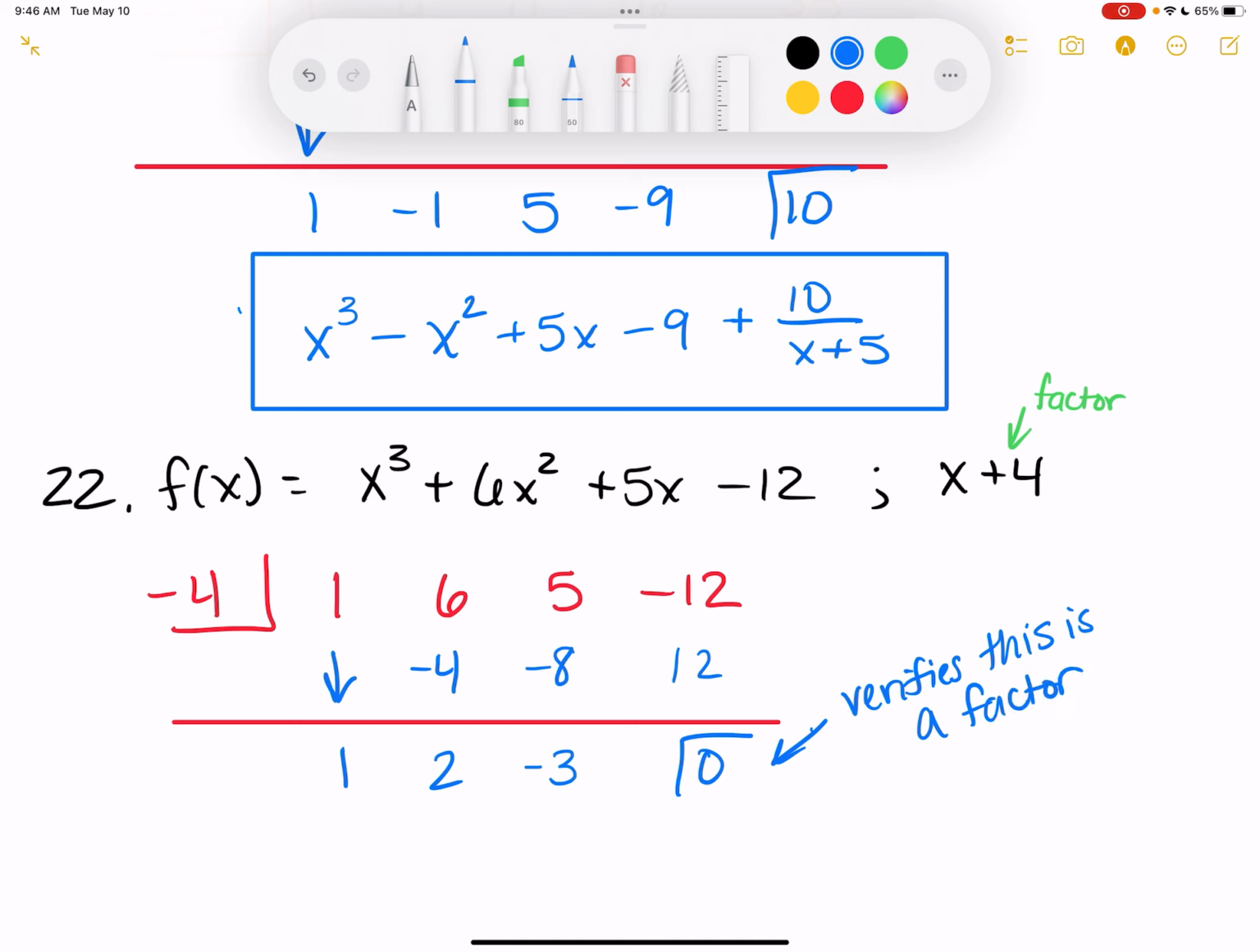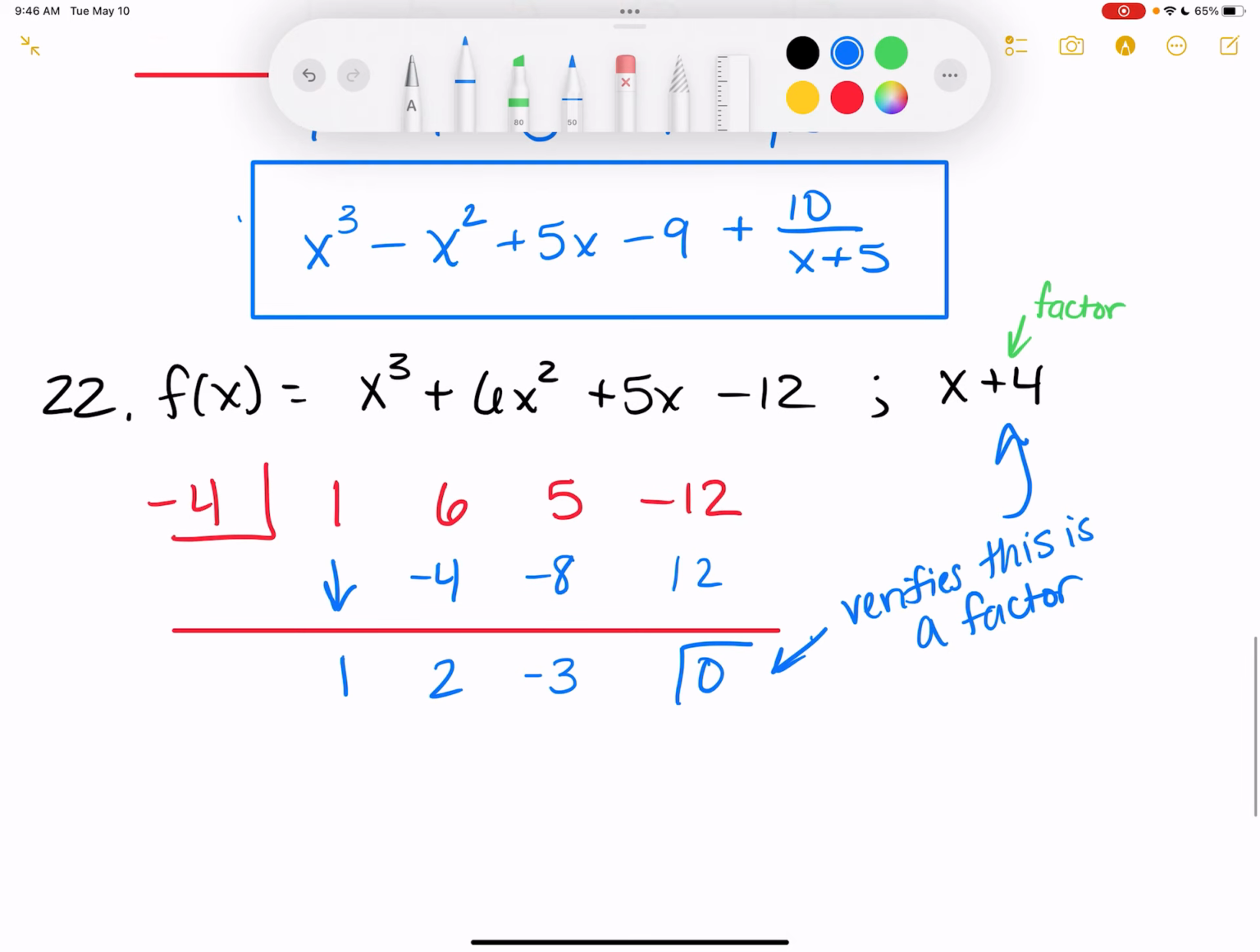When you get a 0 out at the end, that verifies that whatever they told you was a factor was actually a factor. So what happens if you don't get 0? Then you have a non-factor remainder. Not so much in Algebra 2, but in the pre-cal book, it'll ask you to verify that it's a factor. So sometimes you'll say this is not a factor, and then that would be the end of the video.